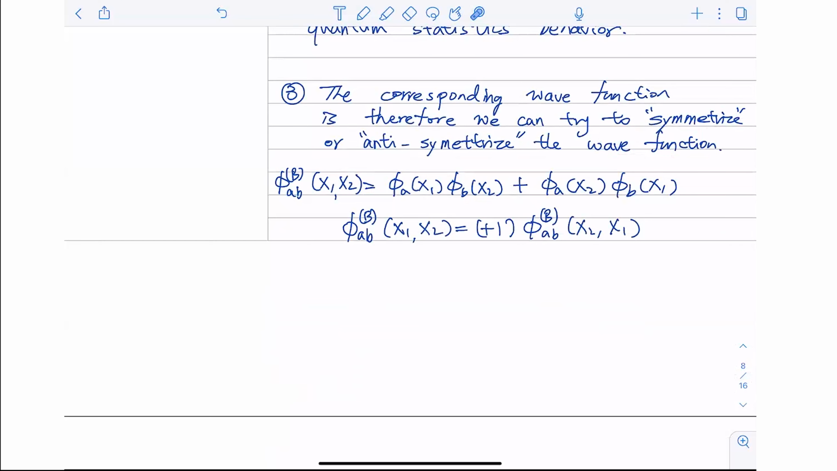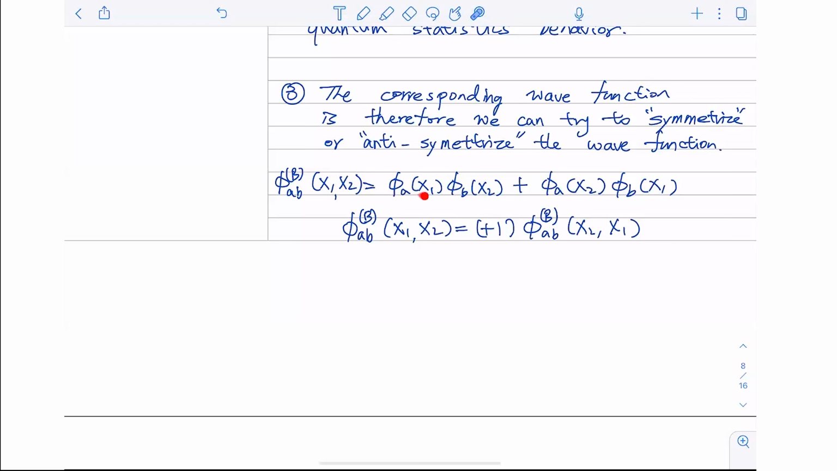So here is a very simple example. Suppose we have a bosonic system where we have two particular single particle states, A and B, and we have x1 and x2 represent the coordinates for the first and the second particle. Of course, because we cannot distinguish them, and because they are bosonic, we require this wave function to have the structure such that when we swap x1 and x2, it picks up an overall +1 factor.